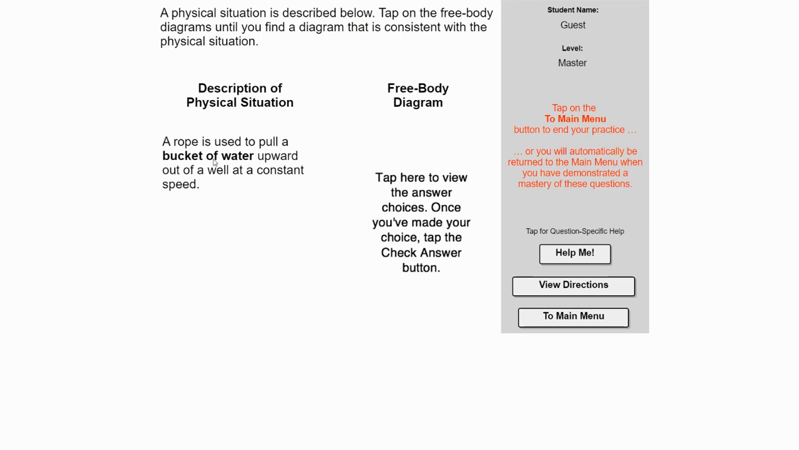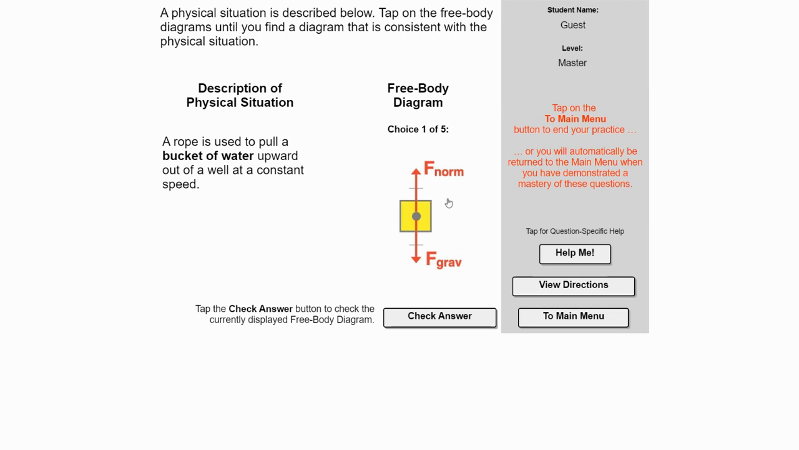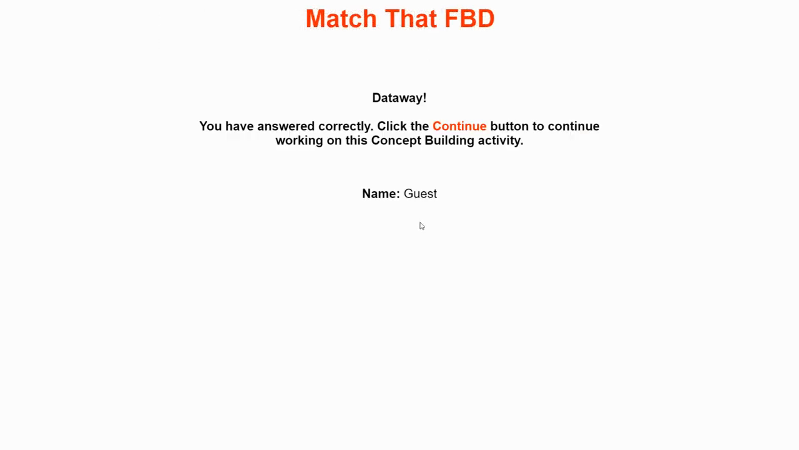A rope is used to pull a bucket of water upward at a constant speed. So you need the two forces here to be balanced, but it's not normal force because it's not on a surface. This is what I'm assuming tells us this is double. Yep. Tension and our weight downward. Okay.